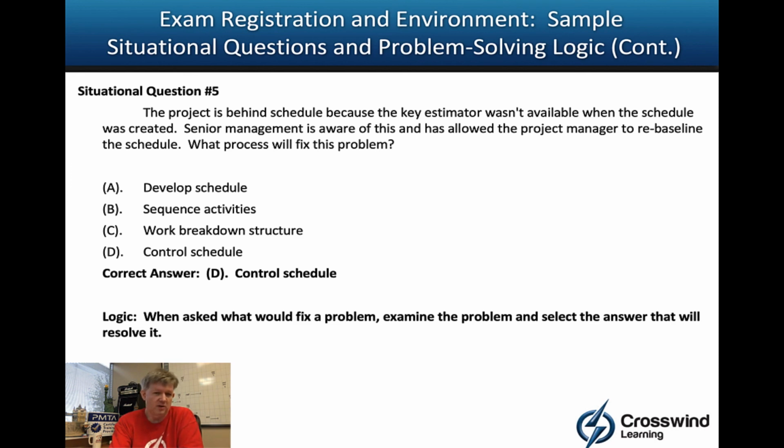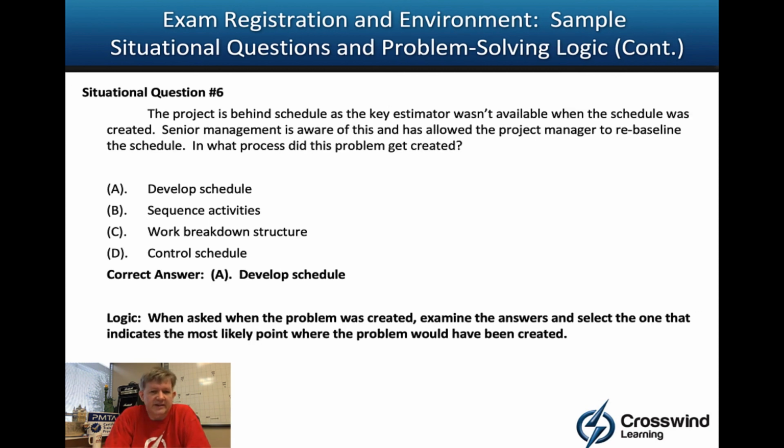Control schedule is a really good option here, and here's why. It creates a change request to rebaseline the schedule, and if approved, then you would go to the develop schedule process to do that. Technically, you could go to either activity sequencing, duration estimating, or develop schedule if you were adding or removing or modifying activities, predecessors, or durations, but technically develop schedule is where you kind of integrate all that together. So doing control schedule would fix the problem via develop schedule.